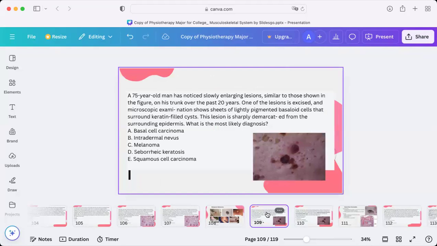We have a 75-year-old man with a slowly enlarging lesion similar to those in the figure, as you can see over here. His lesions are found in the trunk for the past 20 years. One of the lesions is excised, and microscopic examination shows sheets of lightly pigmented basaloid cells that are surrounded with keratin-filled cysts. These lesions are sharply demarcated from the surrounding epidermis. What is the most likely diagnosis? So you have both the gross appearance and the histological appearance.